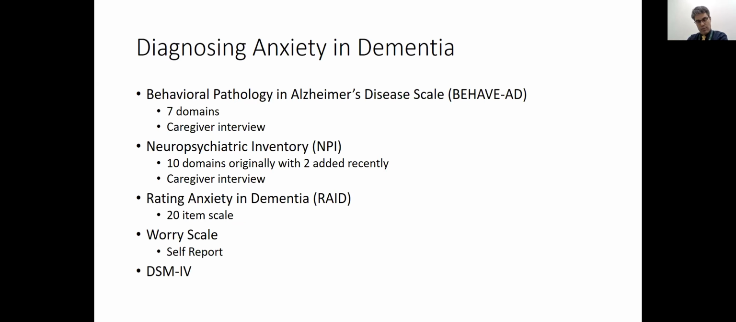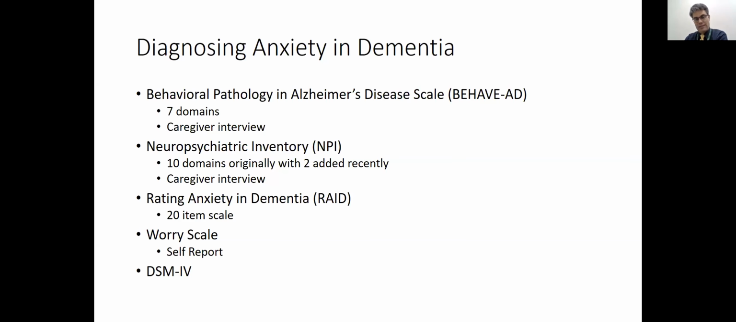The Neuropsychiatric Inventory, or NPI, is the one that I think is more commonly used in a lot of the studies, so maybe a little bit more effective. At least it's the one I saw most often when I was looking at the studies. It's 10 domains with 2 added recently, so there are actually 12 domains. And again, it's a caregiver interview style.